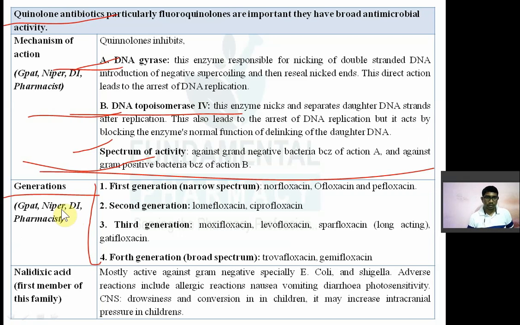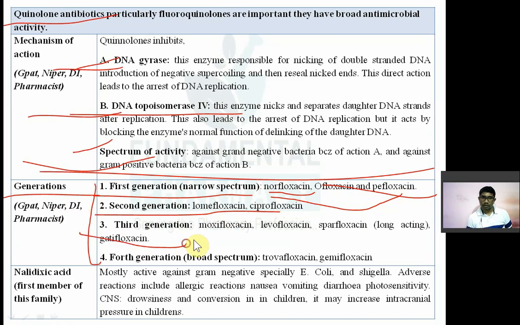Now first generation drugs are known as narrow spectrum drugs. For example, norfloxacin, ofloxacin and pefloxacin. These are known as the first generation or narrow spectrum fluoroquinolones. Now second generation: lomefloxacin, ciprofloxacin, moxifloxacin, levofloxacin, sparfloxacin. Out of these, sparfloxacin is the longest acting and gatifloxacin is used locally because of its adverse effects, so it is not used systemically. Fourth generation drugs have a broad spectrum: trovafloxacin and gemifloxacin.